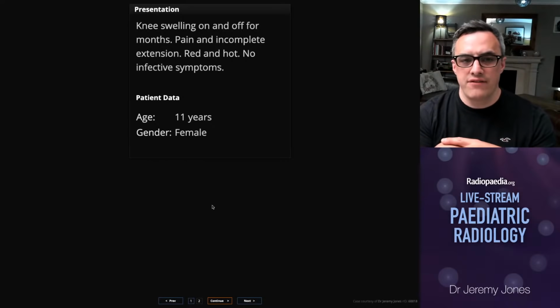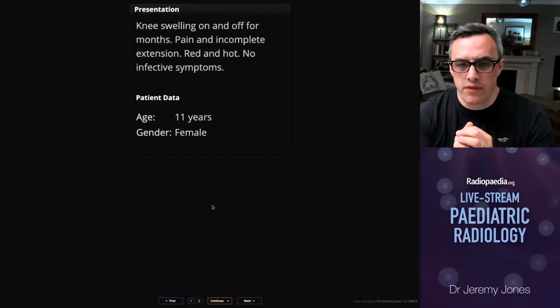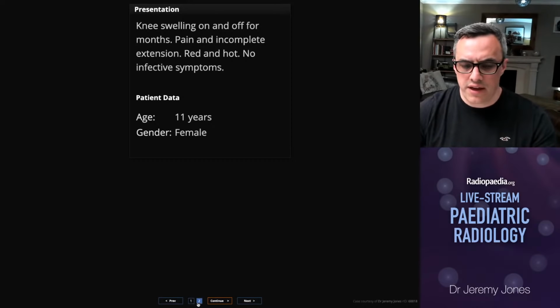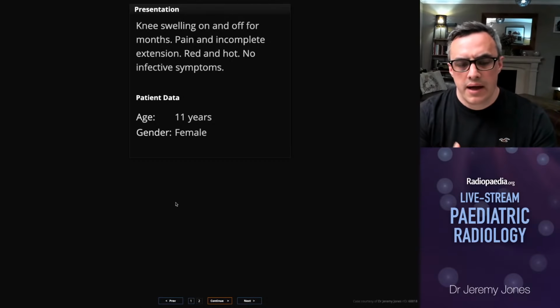So our next case, 11-year-old knee swelling on and off for months, pain and incomplete extension, red and hot, no infective symptoms. So you get this clinical history on the card, you look at it and you're thinking, well, what are we going to do next? Are we doing an x-ray? Are we doing an MRI? You'd probably do an x-ray first. I think we've probably just got the MRI and that's what I showed you or gave you to look at beforehand.